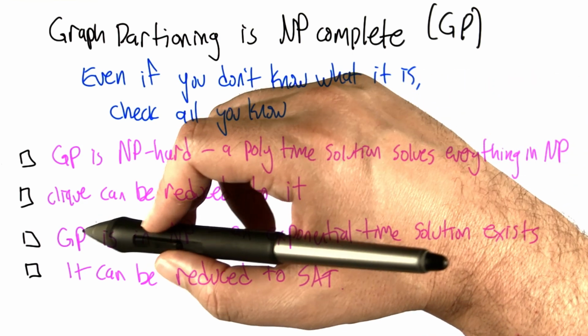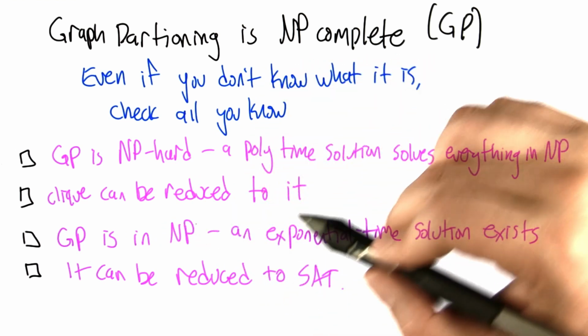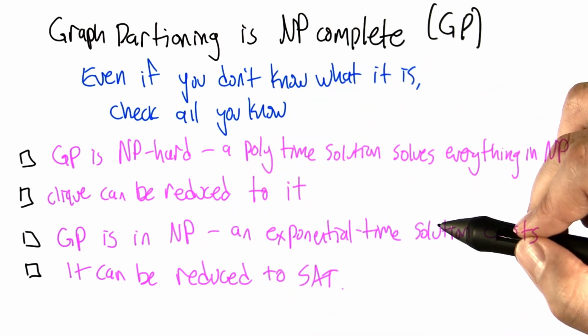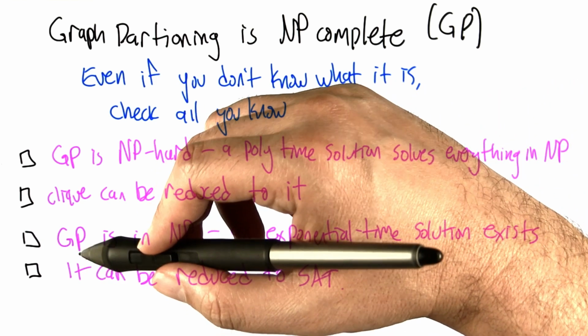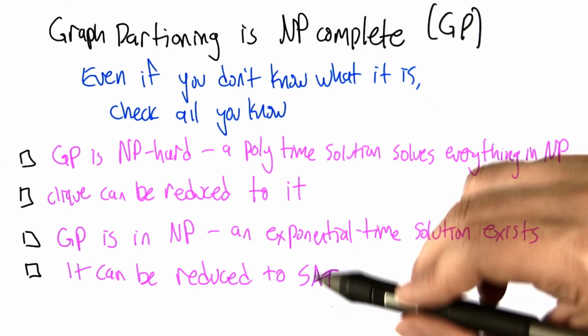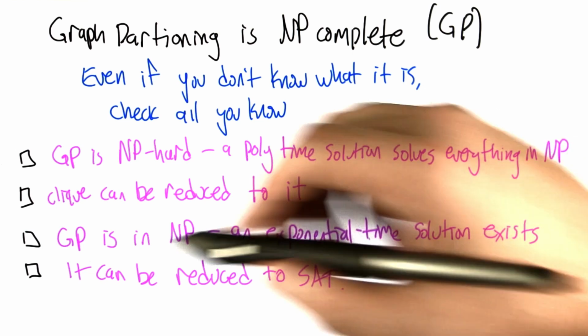Do we know that graph partitioning is in NP, and therefore that an exponential time solution would exist? Do we also know that it can be reduced to SAT, based on the things I've told you about SAT in this unit? So check all that apply.